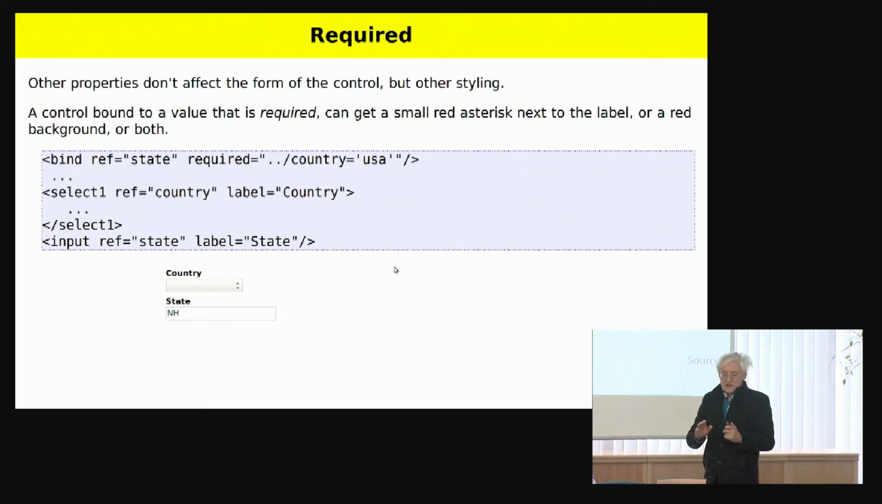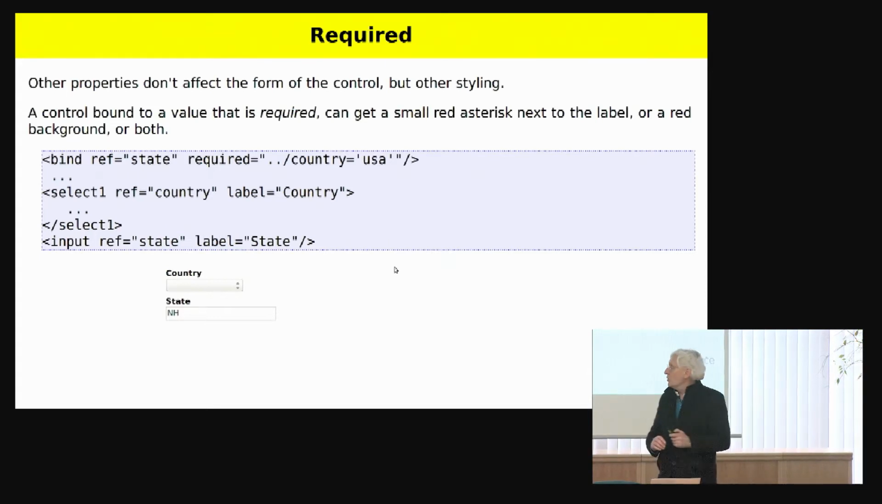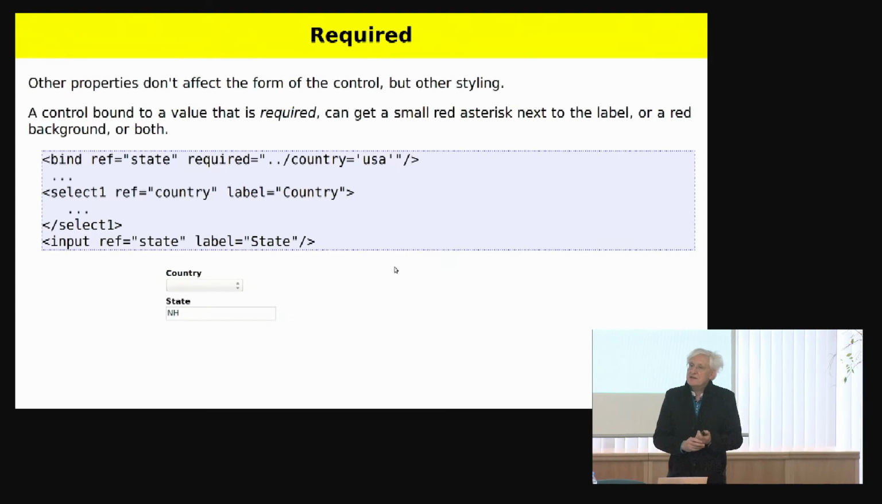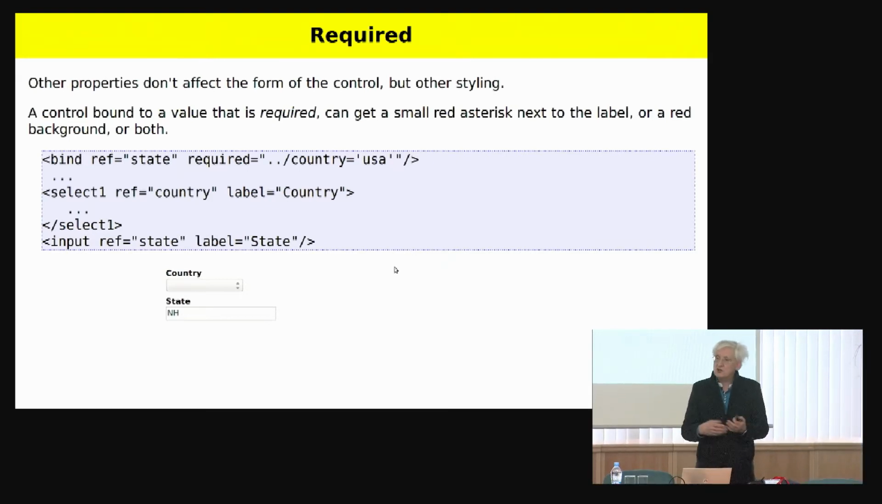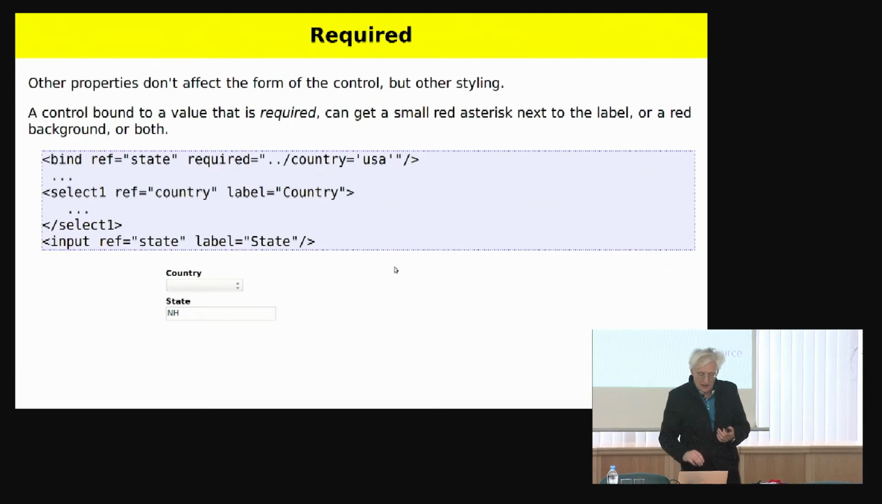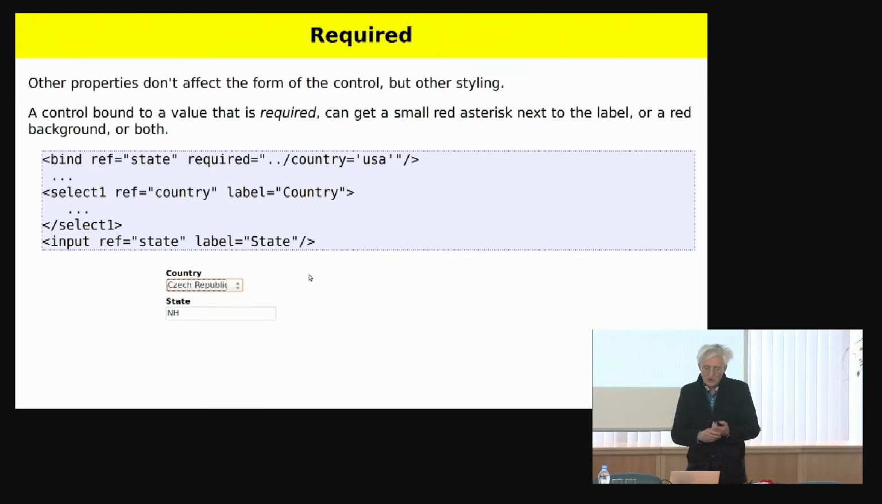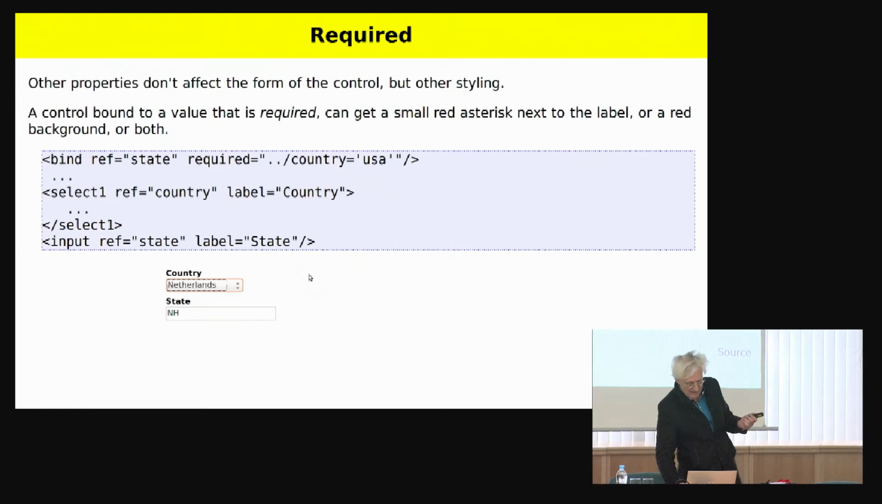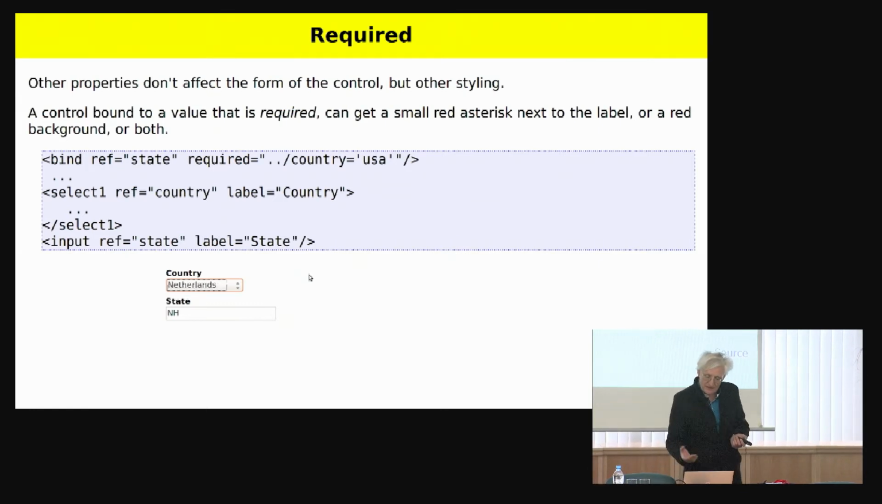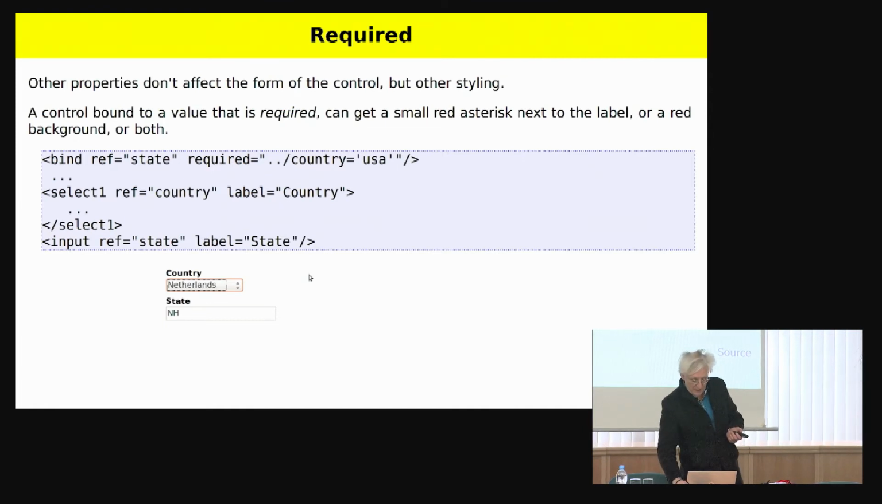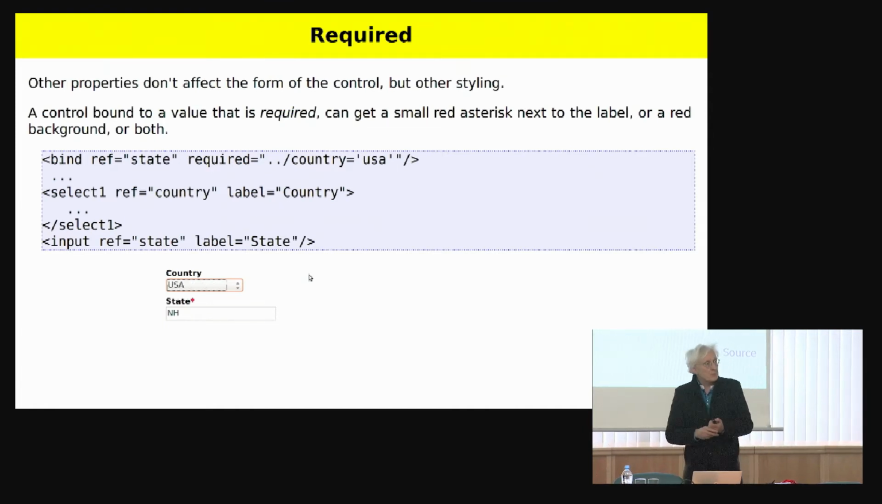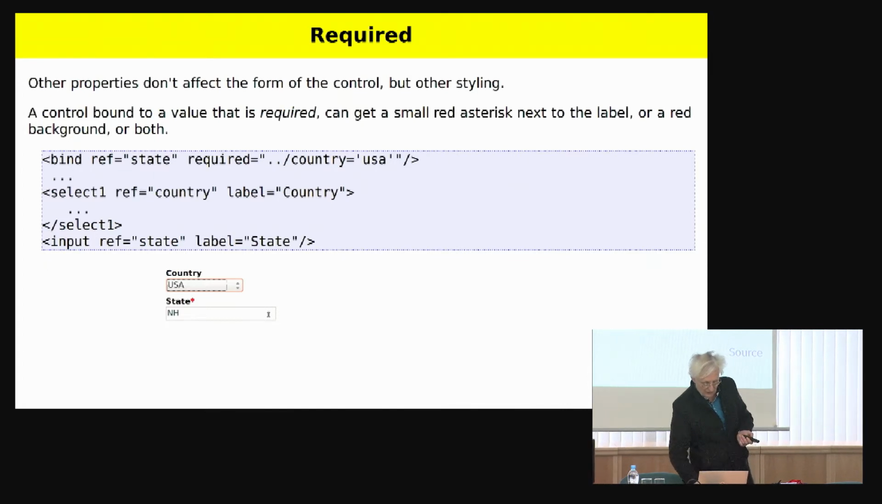Other properties don't affect the form of the control, but can affect styling. So for instance, if a control is bound to a required value, then the implementation is at liberty to choose how it indicates that to the user. So here's an example of filling in an address. We've said that the state is required when the country is USA. Well, there is a state called North Holland in the Netherlands, but you don't normally put that into an address. But as soon as we choose the USA, then up pops the indication that the field is required.